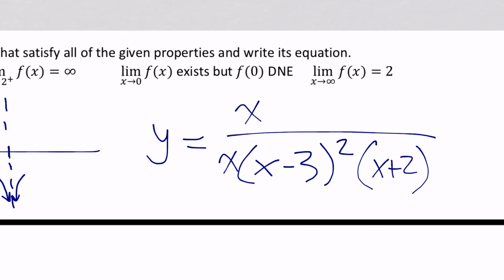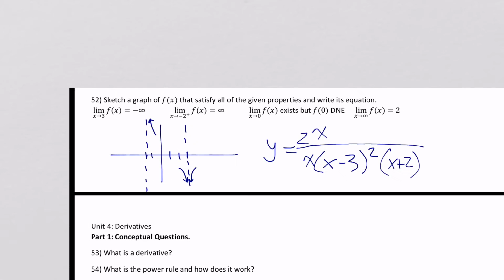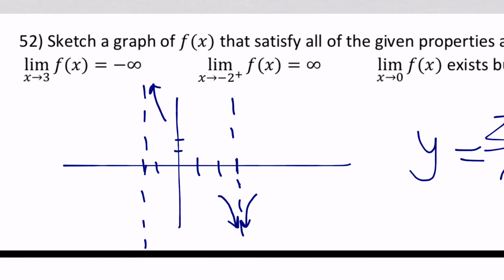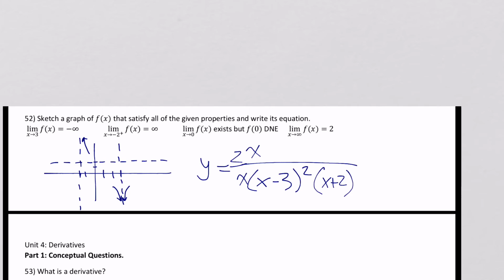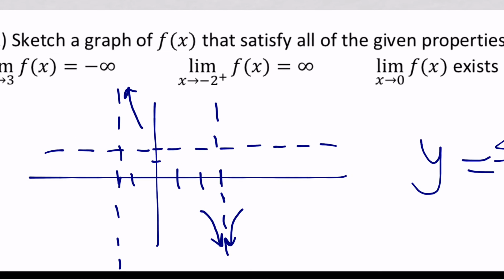So finally, the last thing we want is the limit as x approaches infinity to be 2, which means I have to have a 2 in the numerator. Let's draw in that 2, and then let's think about what else we need to do to this function to balance things. If I want this equation to have a horizontal asymptote at 2, I need the degree in the numerator to equal the degree in the denominator.